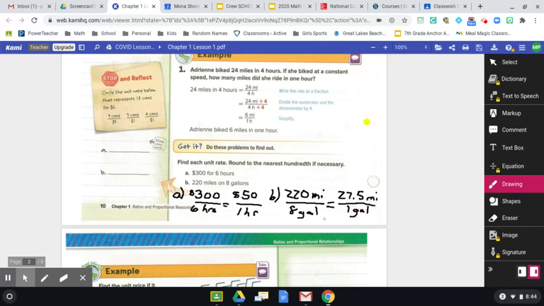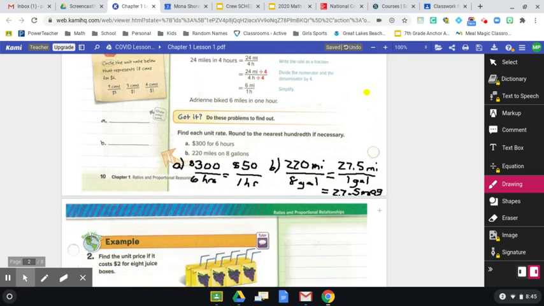Another way of writing this, and this was on the table on page 3, you could do this, 27.5 mpg. If you're ever in your car with your parents or a sibling or grandparents, take a look. You might see that on the dashboard, the mpg, miles per gallon. And in this case, 27.5 miles per gallon.